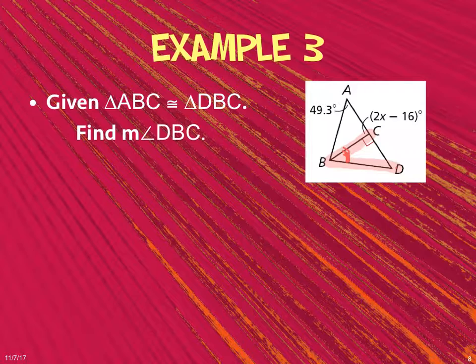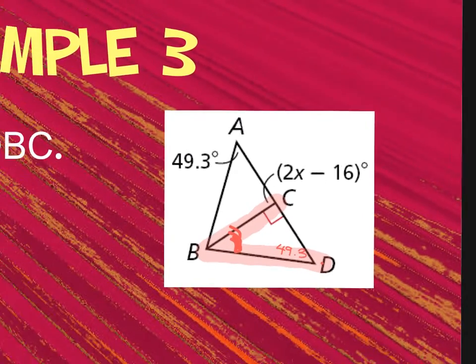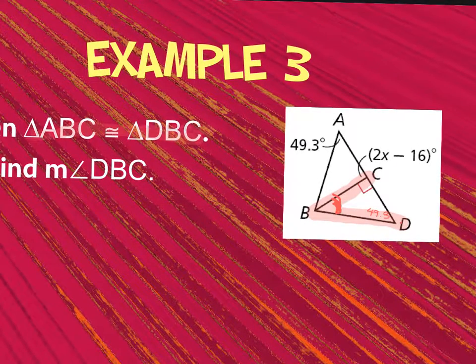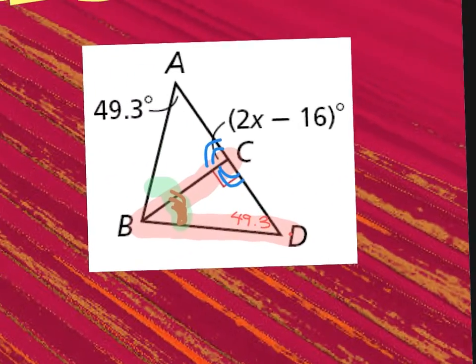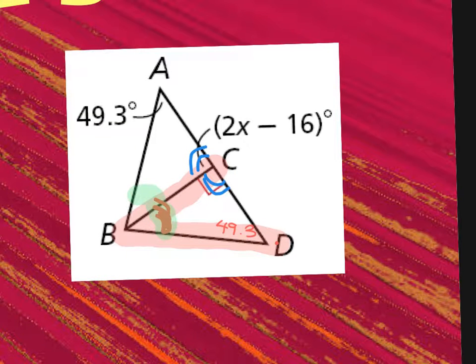All right, so let's think about what we've got going on inside this triangle. A is congruent to what? D, which means that this one is 49.3. Because of the order of the letters, A would match D. B matches B, which means this one is congruent to this one. And then C matches C, which means this one is congruent to this one. So now how, with that information, can I get to that third angle?